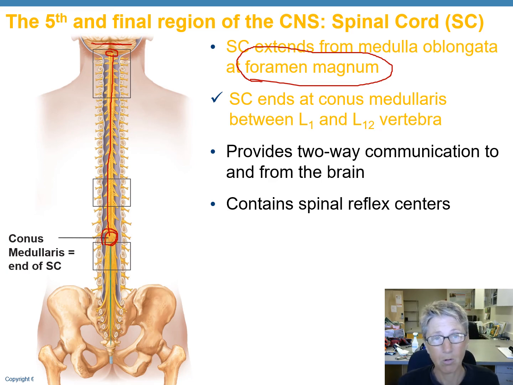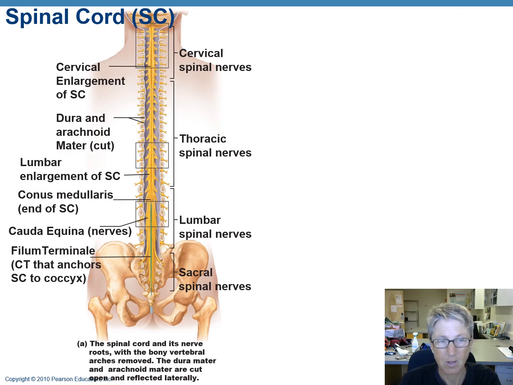The spinal cord in general provides a two-way communication to and from the brain, and it contains your spinal reflex centers. So if you've ever gone to the doctor and they tap your knee with that little mallet tapper thing, and then you extend your leg at the knee joint reflexively, you didn't have to have any input go up to your brain to allow you to do this. This just happened through the spinal reflex center.